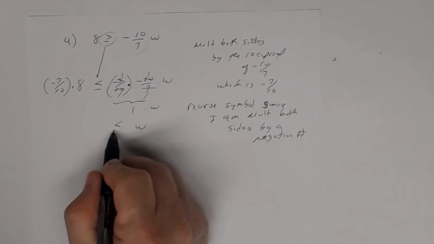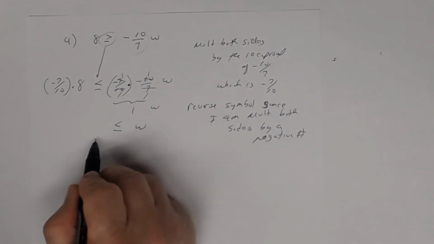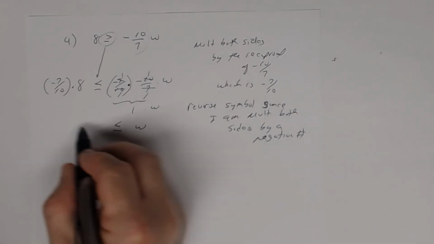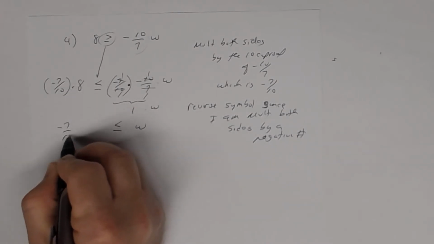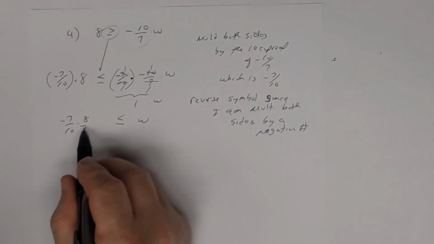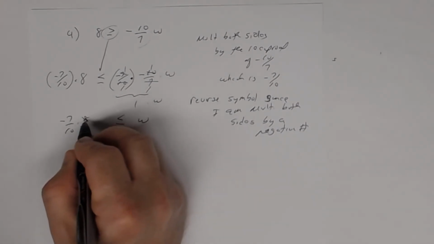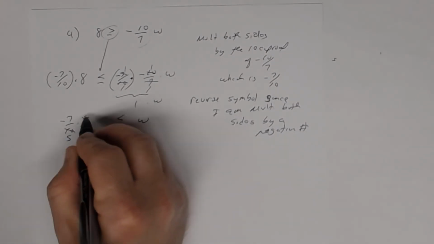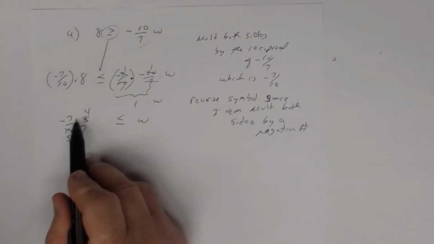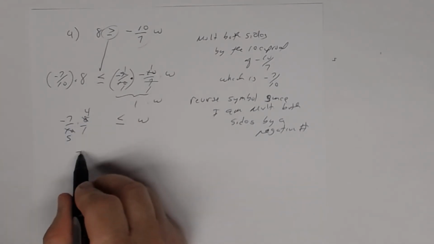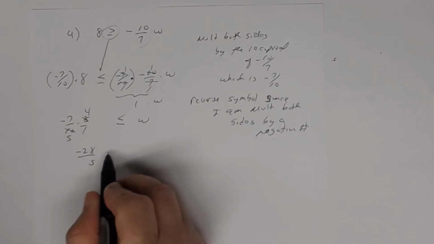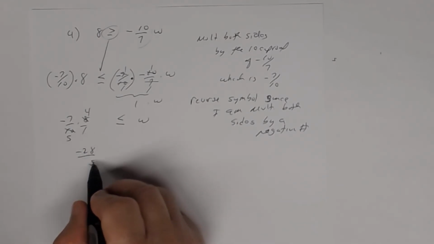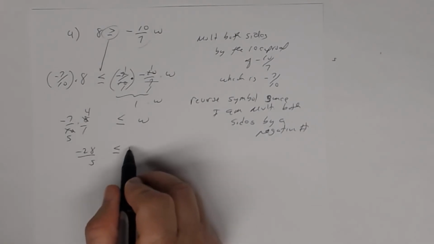So W is greater than or equal to. All right, over here, let me go ahead and write this better. So 7/10 times 8 divided by 1. So I can reduce the 8 and 10. Both are divisible by 2. So that's 5 and that's 4. So negative 7 times 4 is a negative 28, divided by 5 times 1 is 5. So negative 28 fifths is less than or equal to W.